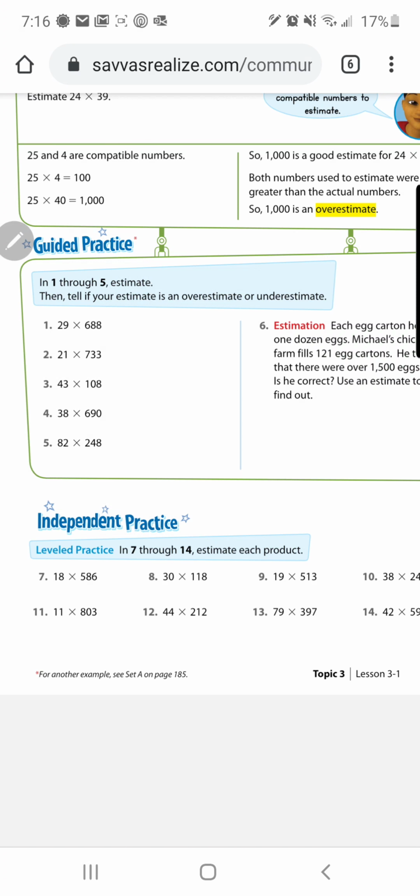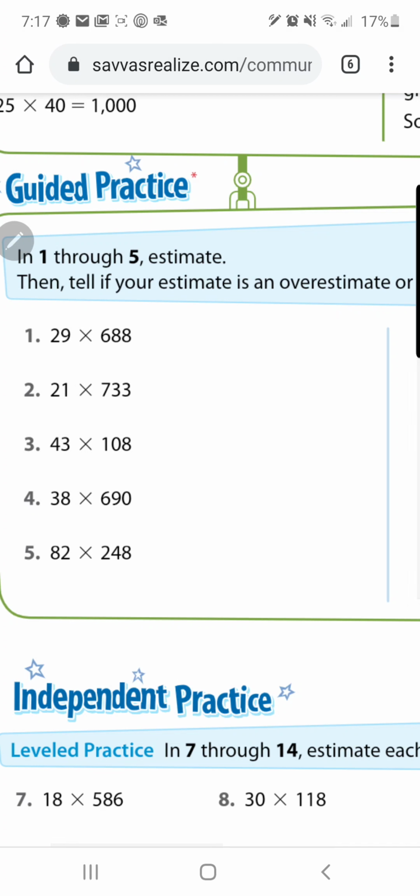And number one, you got 29 times 688. The best way to simply multiply that is by rounding 29 to 30, because 29 is closer to 30. And then of course multiply that by 688. Since 688 is close, 6 gets closer to 7, so we multiply by 700.